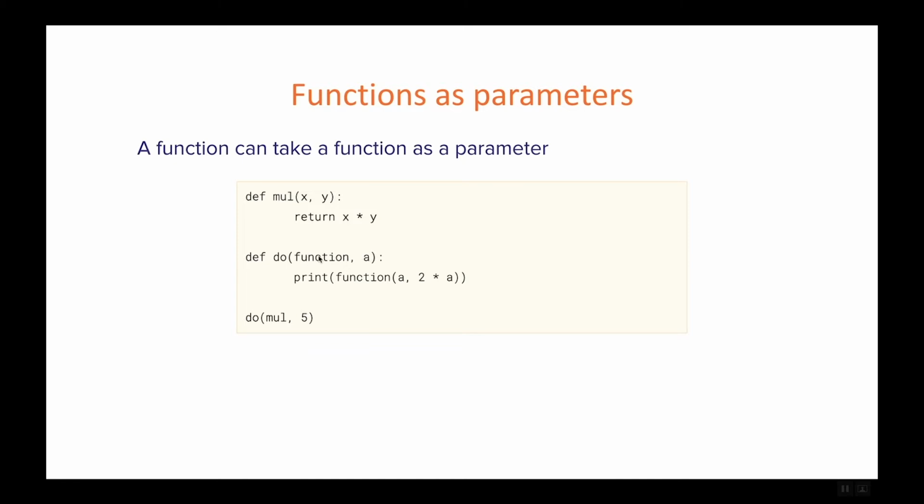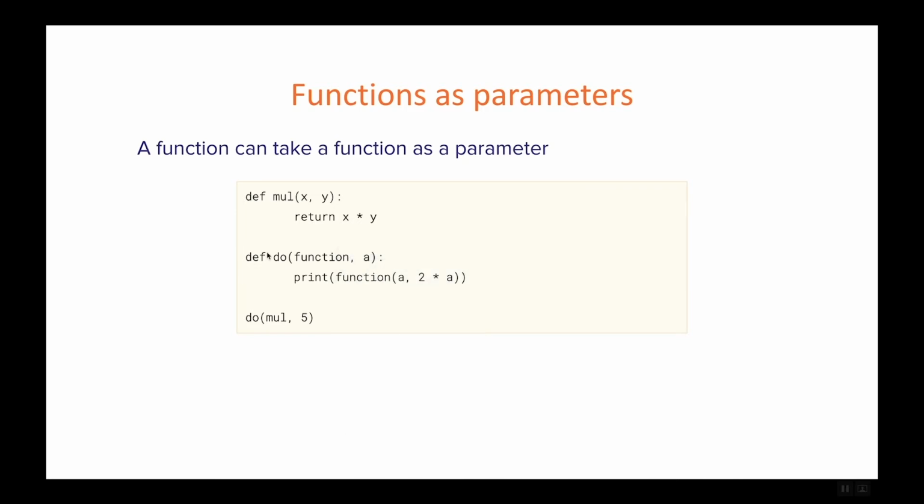This is simply a variable name. It doesn't really mean anything. I've put function here because the reader might get a feel of what we are expecting in that parameter, right? So this is basically a variable and another variable, two variables as parameters. And inside my do function, I simply say function, which is the parameter here, of a and 2 times a. So if we call this do function with my multiply function as a first parameter and a number 5, that should give us a result.